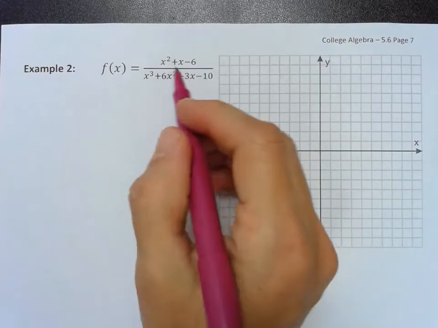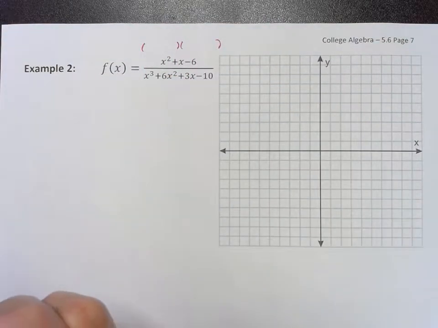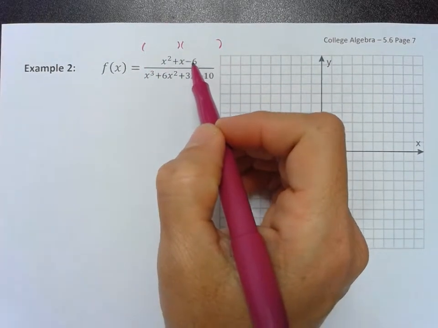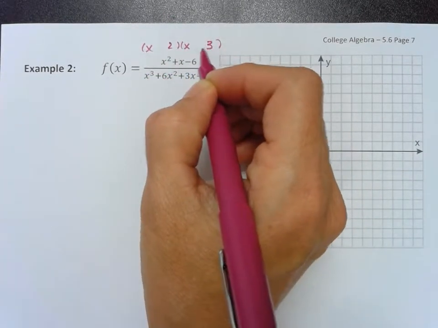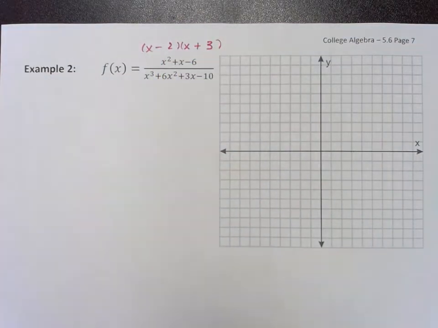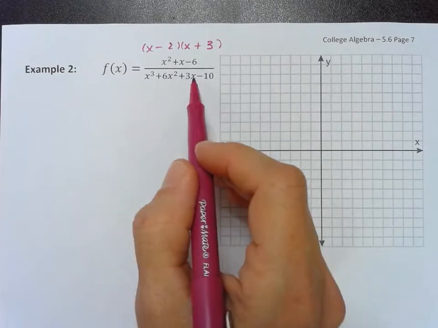So the numerator, we could definitely factor that one. Let's put it up here so we don't have to waste some space. Factors of -6 that add up to 1 would be a 2 and a 3, where the 3 is positive and the 2 is negative, right? I believe so.